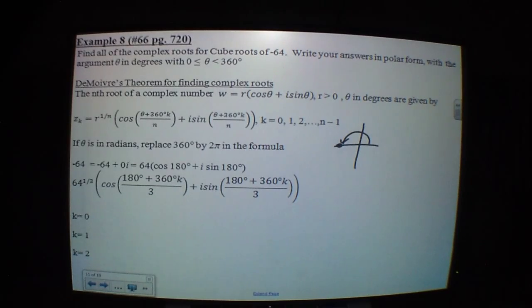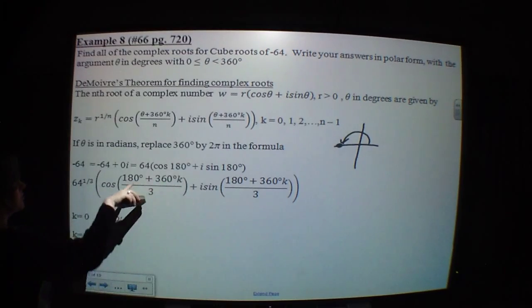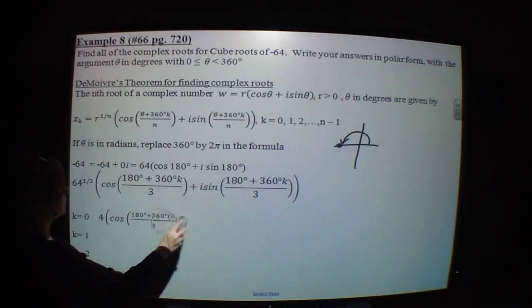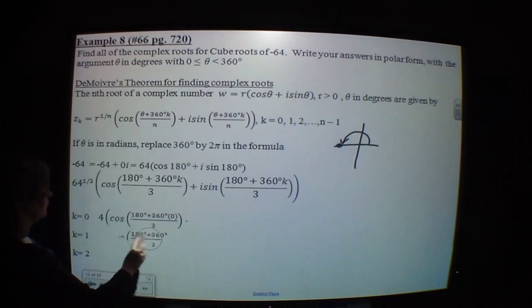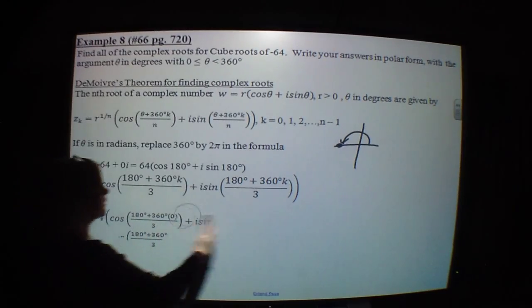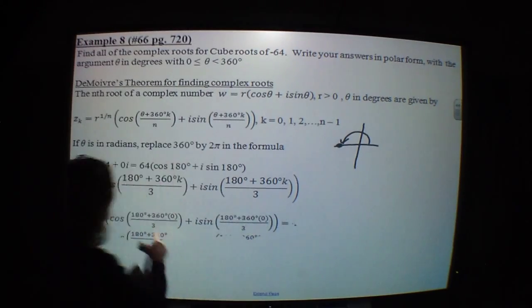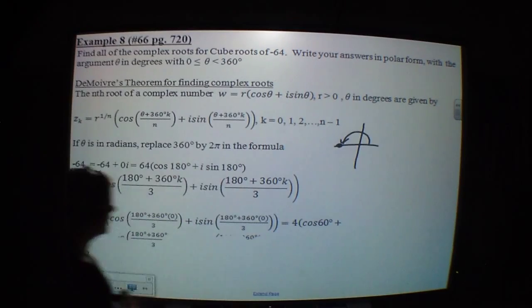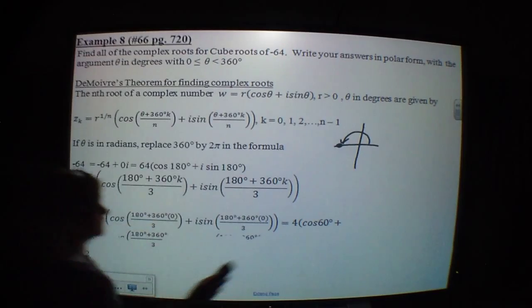When k is equal to 0, the cube root of 64 is 4, because 4 times 4 times 4 is 64. So I have 4 times cosine, and k is 0, so I have 180 over 3. And I'll do that in a minute. Hold on, I guess I did it in the next one. 180 over 3 gives you 60. So this is 60 degrees.